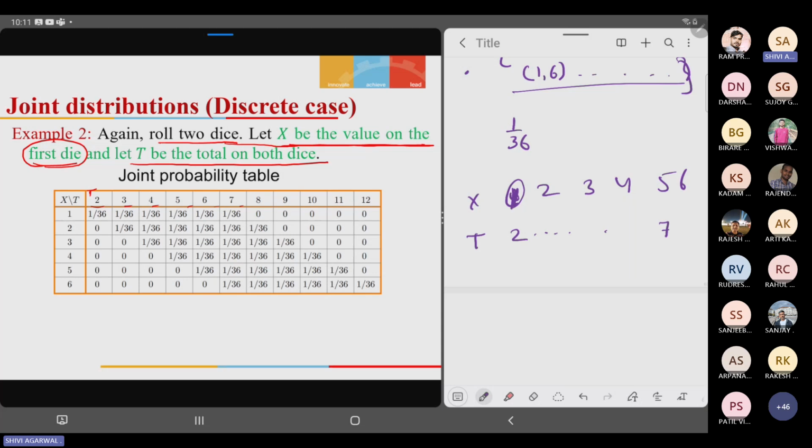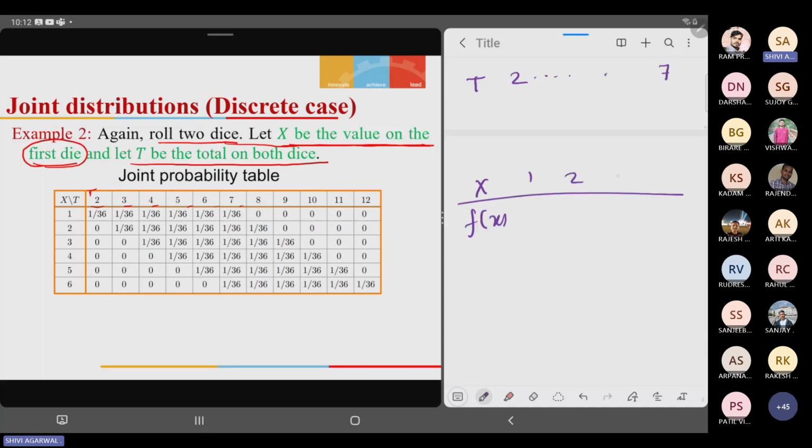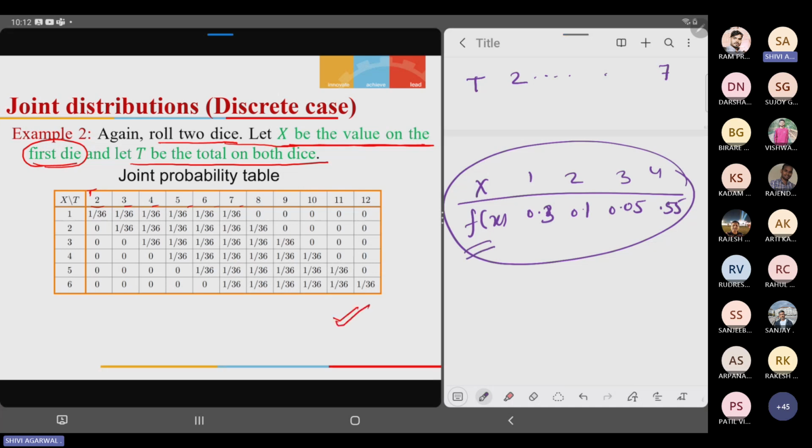Yes, correct, Mr. Vishnu. Actually, in chapter 4, you are mentioning the x and you are defining the f of x, right? 1, 2, 3, 4, and you are writing 0.3, 0.1, 0.05, 0.55, and so on. So the same table we have to make. This is a one-dimensional table. Here it is a two-dimensional table because there are two random variables.